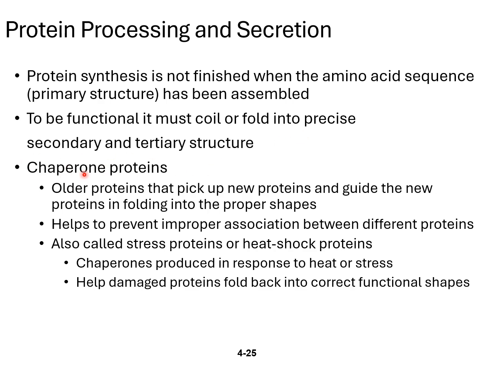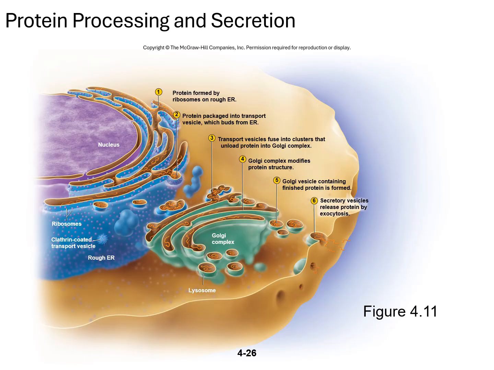So you have other chaperone proteins in the nucleus, if they're making the ones inside the nucleus, but outside the nucleus you have these chaperones that are older proteins that pick up new proteins and guide the new proteins in folding into proper shapes. They help prevent improper association between different proteins. They're also called stress proteins or heat shock proteins because these are produced in response to heat or stress. But what these do, they help damaged proteins fold back into their correct shapes. And the process is actually pretty complex.